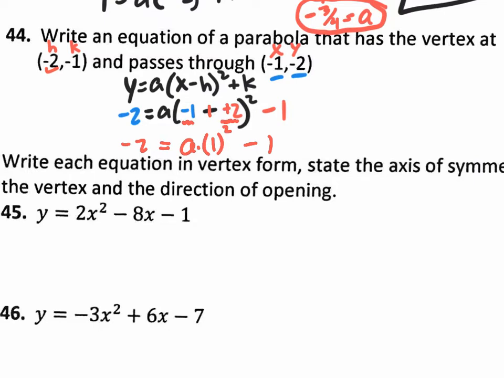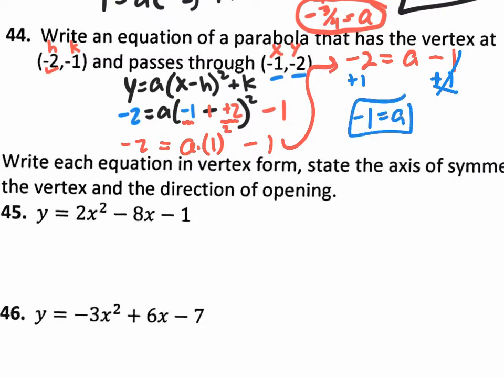So let me rewrite this up here. We have a negative 2 equals a minus 1. So how do I get rid of that minus 1? Simply adding 1 to both sides, and you'll have negative 1 equals a. Now that you know your h being negative 2 and your k being negative 1, you could plug it all into the vertex form equation to get your final answer.